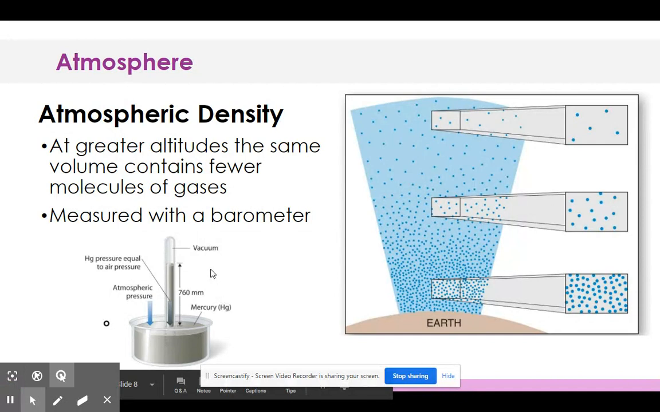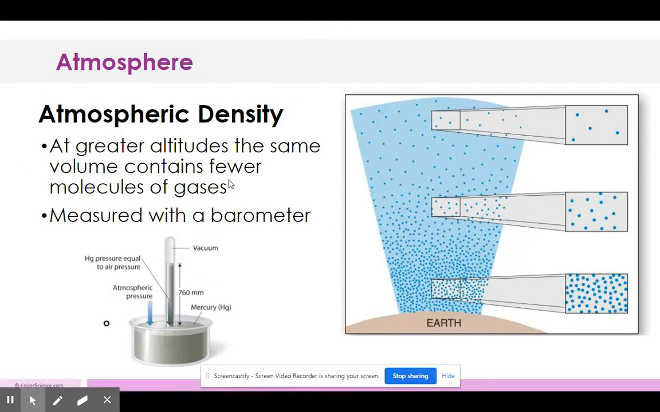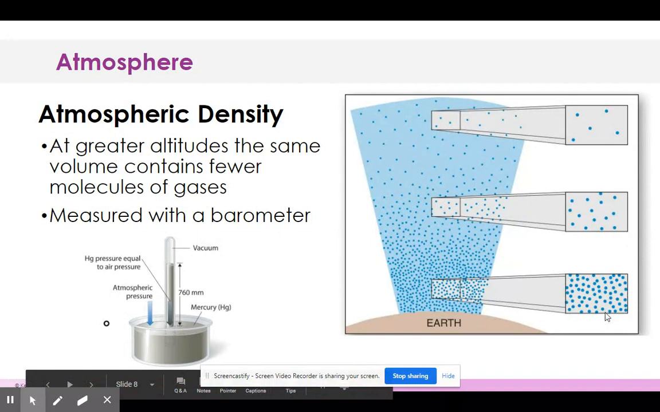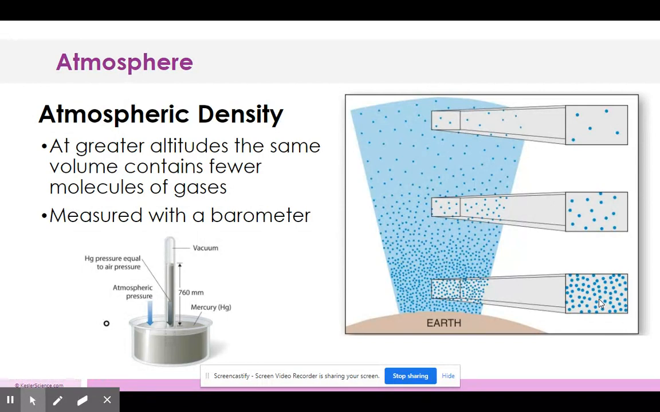So a barometer is pretty cool to make. The greater the altitude, the higher I go up that mountain, the fewer particles there are, the less dense it is. And this picture is a great example. So if we look at this first box, see all those blue particles? There's a lot. So that means that's got a high density. But if I go up that mountain and I go to the very top box, there's not as many blue particles, so the density isn't as much.